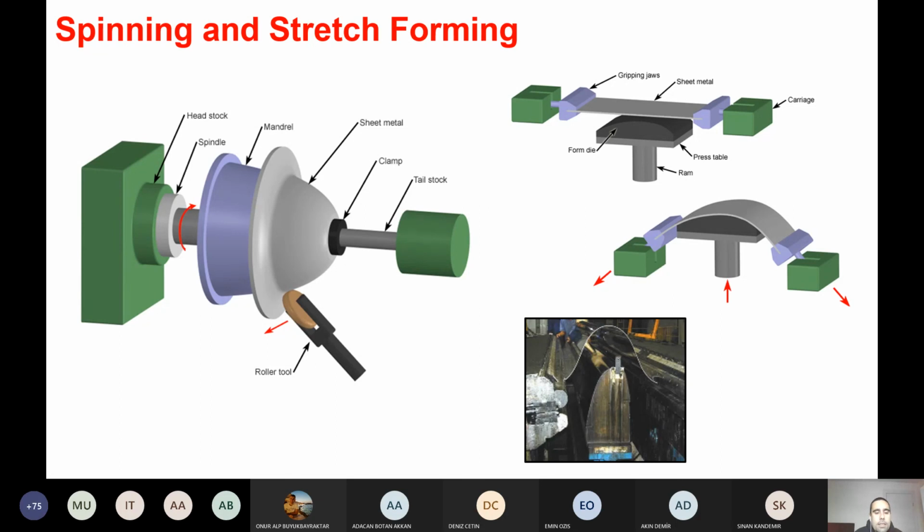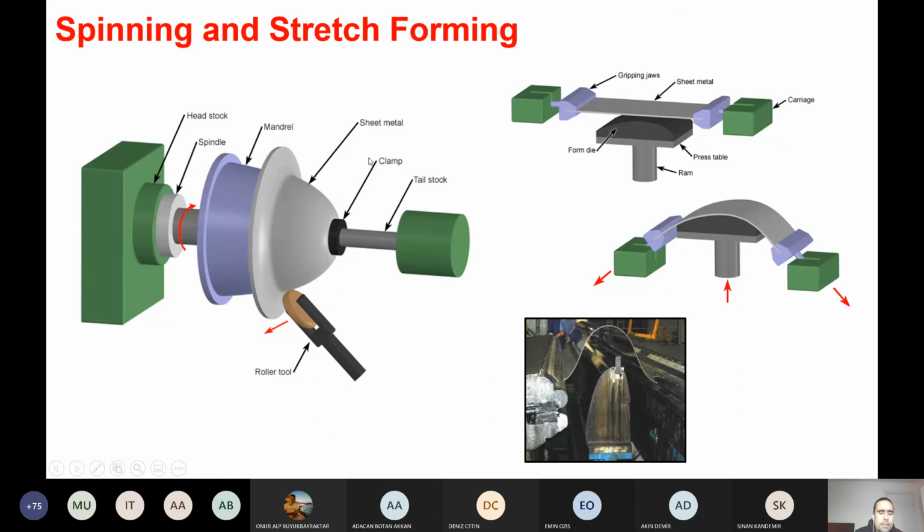And spinning is used to produce big circular parts and long parts which cannot be easily deep drawn. So what we do is we put the sheet on a spindle, and now with a roller we deform it to cover the mandrel to have the same shape.